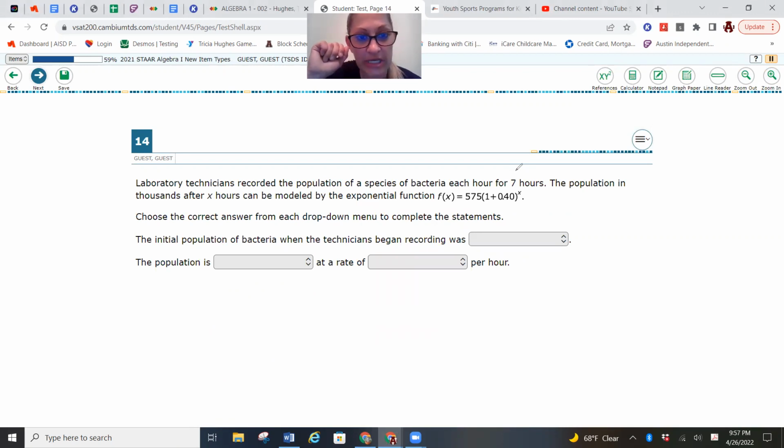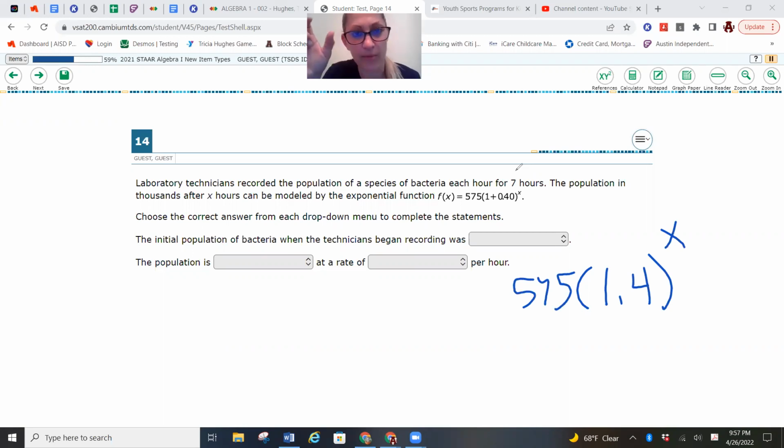The laboratory technicians recorded a population of a species of bacteria each hour for 7 hours. The populations in thousands after X hours can be modeled by the exponential function f of x equals 575 times 1 plus 0.4 to the power of x. Now, you and me, when we did this in class, we didn't put the 1 plus 0.4. We just made it 1.4.